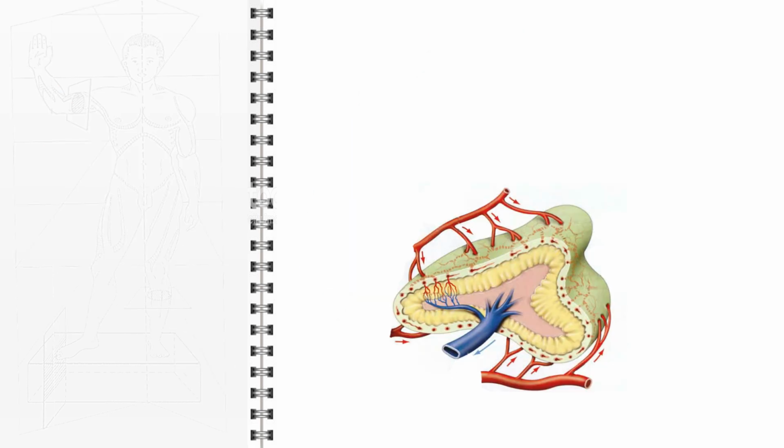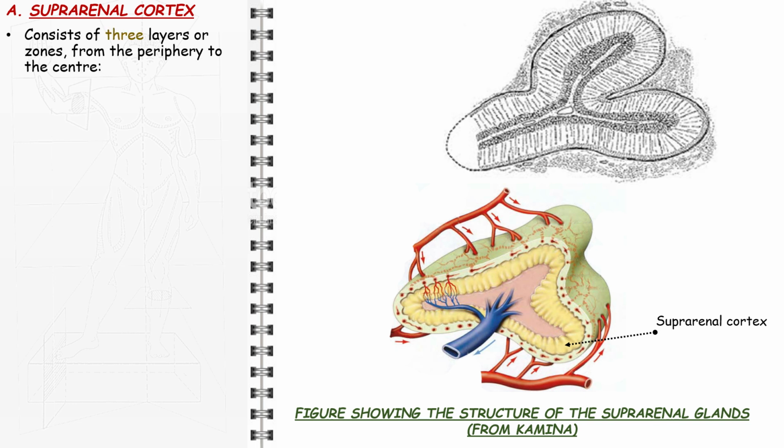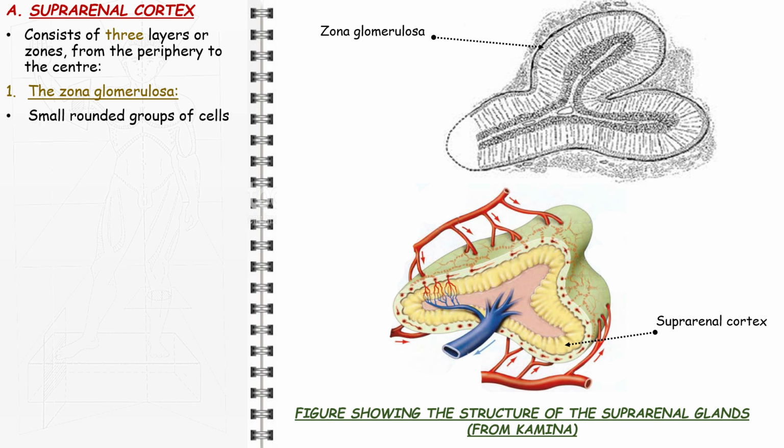On one hand, the cortex, whose principal products are cortisol, aldosterone, androgens and related hormones, consists of 3 layers or zones. Immediately beneath the connective tissue capsule is the zona glomerulosa, with small rounded groups of cells, which produces aldosterone and participates in the renin-angiotensin system.